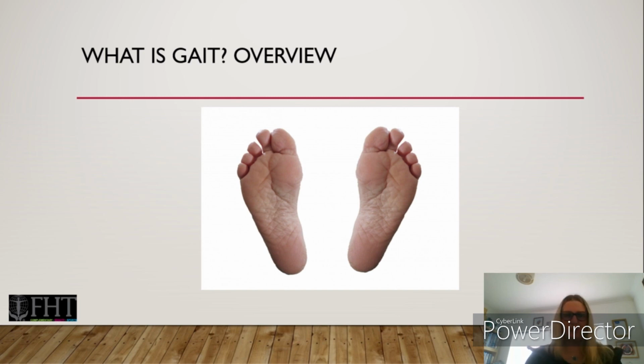Gait can be split into two phases. So we can have the swing phase, and that is when the foot is not in contact with the ground. And then we can have the stance phase, and that is when the foot is in contact with the ground. So the swing phase occurs when the foot begins to leave the ground and it ends with the heel strike of the same foot. The stance phase is composed of all the activities that occur when the foot is in contact with the ground. And that begins with the heel strike and finishes with the toe off on the same foot. The stance phase accounts for 60% of the gait cycle, and the swing phase is 40% of the gait cycle.